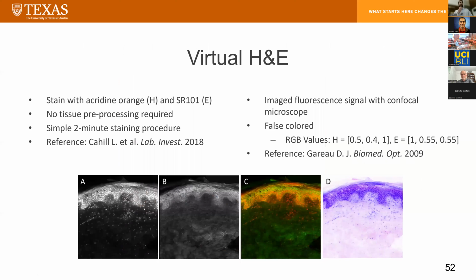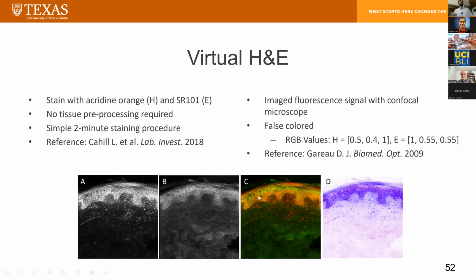We then looked at the samples using microscopy. We wanted to do virtual H&E microscopy to provide images that look like H&E. So for our method here, we used acridine orange to stain the nuclei, and SR101 to stain the collagen and the cytoplasm. This is a very simple process that doesn't require any tissue pre-processing. It requires about 2 minutes to do the staining, and then we image with a confocal microscope and then false color to create these virtual H&E images.